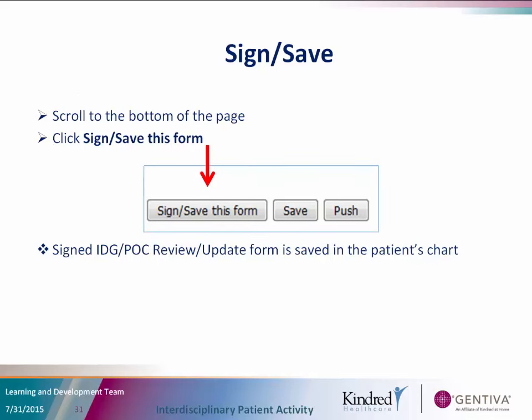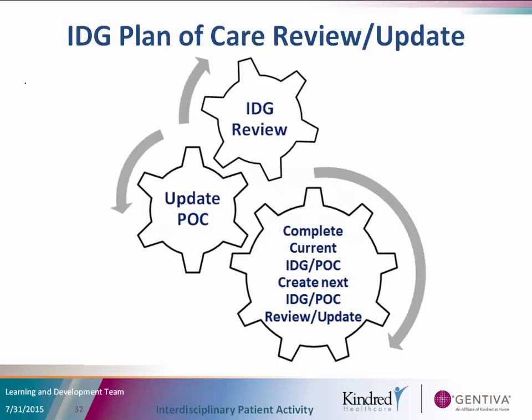When you are updating and working with the current IDG POC, don't forget to sign and save this form. Just as you do with other forms, you will scroll to the bottom of the page and make a selection. In this case, you will sign and save, and the form will remain accessible to all team members in the patient chart and the shared forms folder. Following each IDG POC review, a new Plan of Care Review and Update form is created.